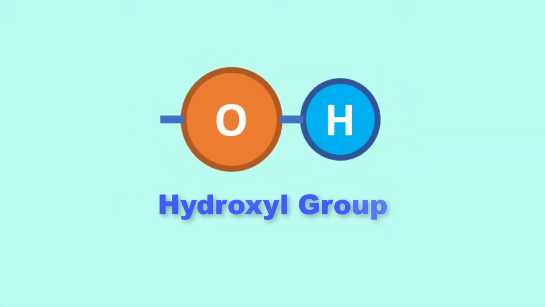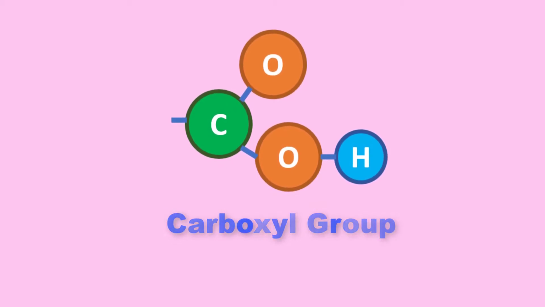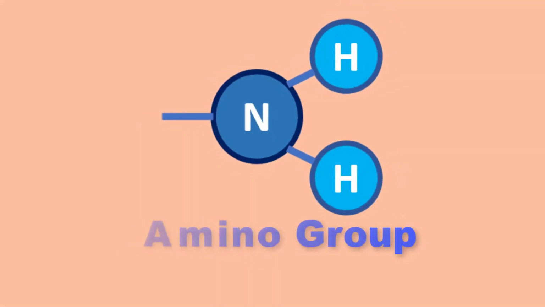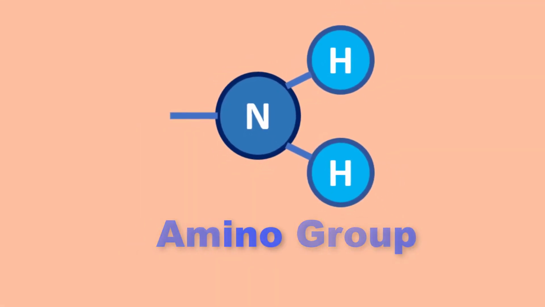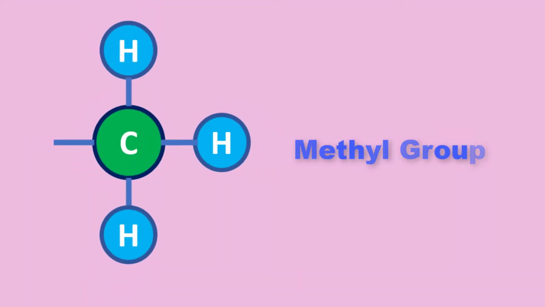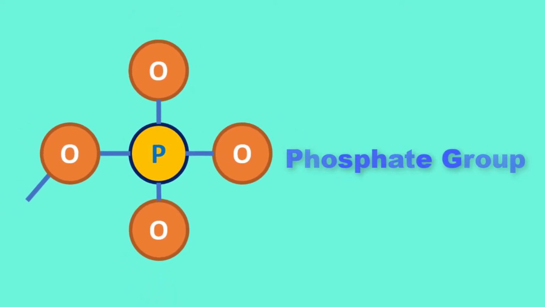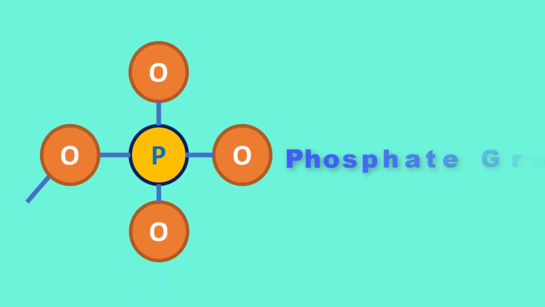Hydroxyl groups are polar. They are components of all 4 types of organic compounds. Carboxyl groups are found within fatty acids, amino acids, and many other types of acids. Amino groups are found within amino acids, which are the building blocks of proteins. Methyl groups are found within amino acids. Phosphate groups are found within phospholipids and nucleotides.